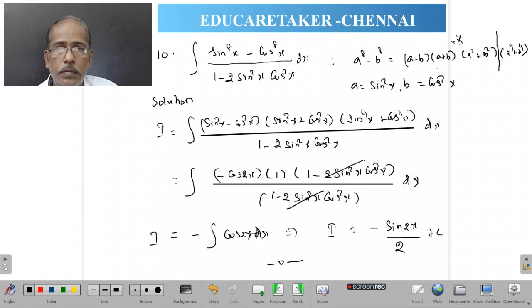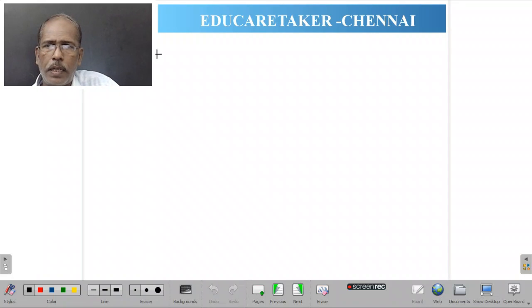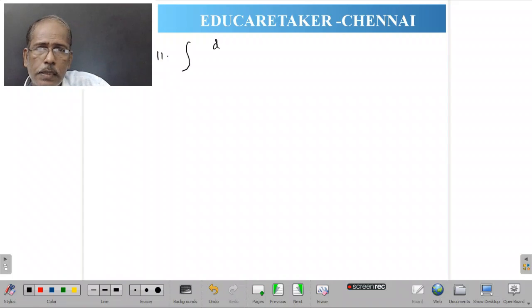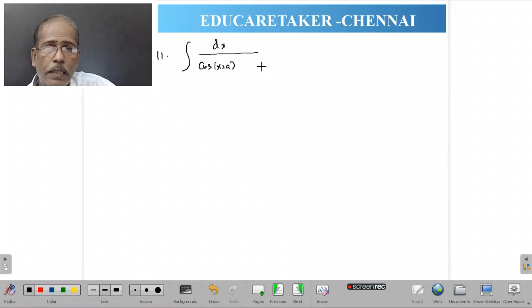11th question. Let's copy it first. Question number 11: integral of dx over cos of x plus a, one more factor, cos of x plus b.